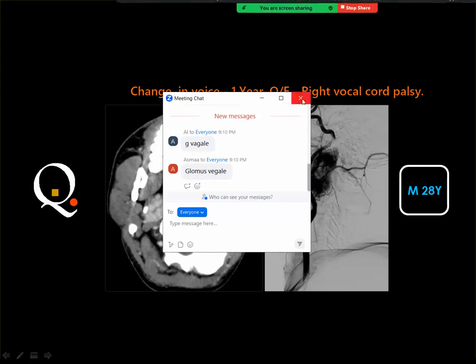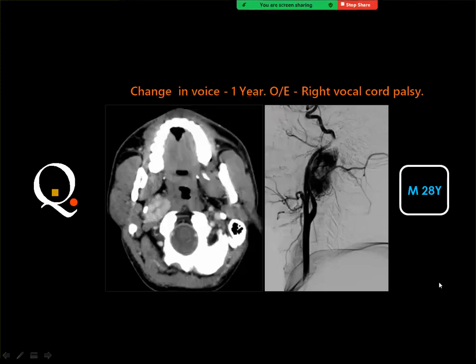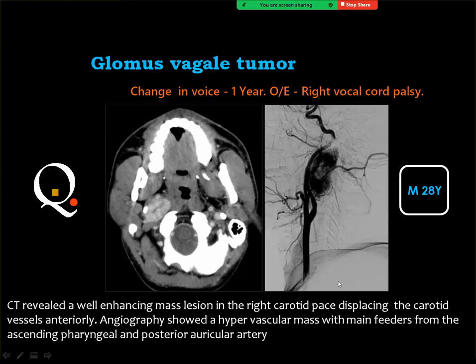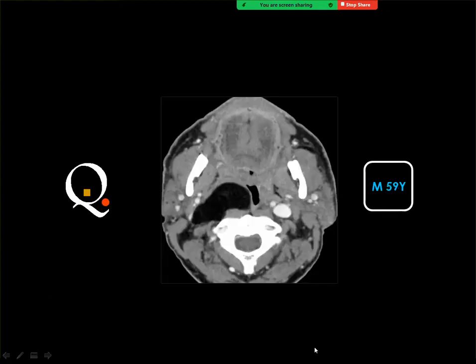Yes, and this is glomus vagale, a good answer. Because the tumor has pushed the internal and external carotid arteries posterior to both arteries, and this is the typical location of glomus vagale tumor, where the carotid body tumor is located between the bifurcation of the internal carotid artery and the external carotid artery from the common carotid artery.